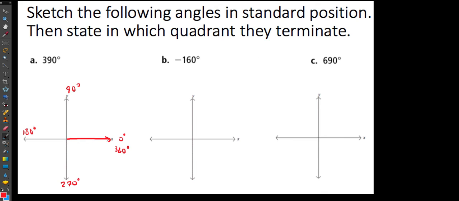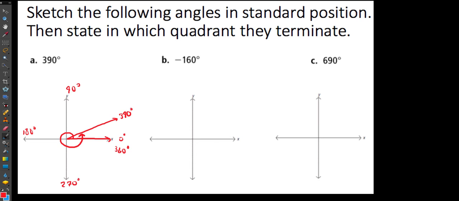So it would be stopping in the same place as a 30-degree angle. It would look like this, and the way we tend to sketch this is one full rotation and then another 30 degrees right here. And you can either label this at the end of the ray, or you can label this on the interior portion of the angle. But this is how we would sketch a positive 390-degree angle.